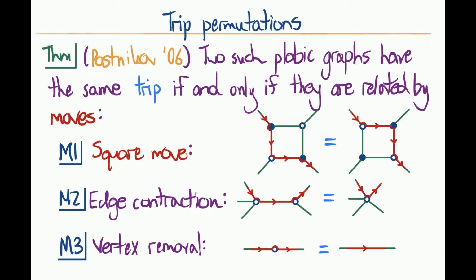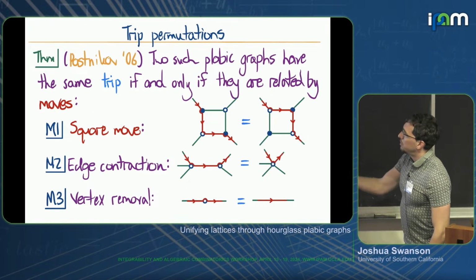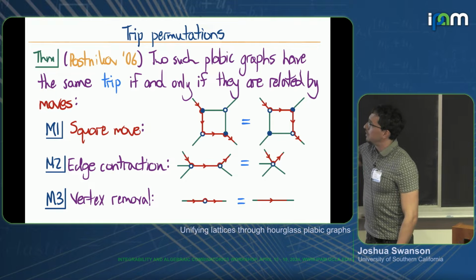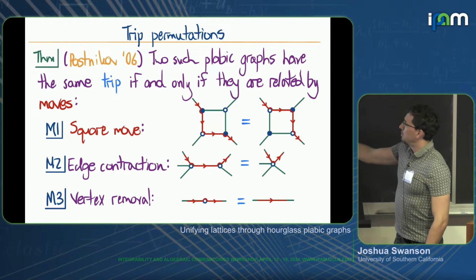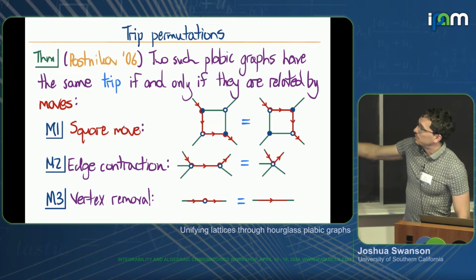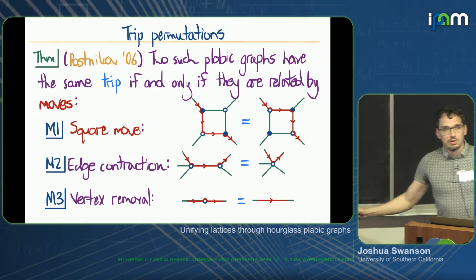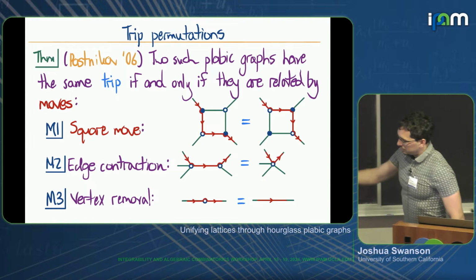Okay, so Postnikov had given a lovely characterization, basically classifying plabic graphs, you might say, by their trips. And this is if and only if they're related by certain moves. The most important by far being a square move. Here I've drawn the little trip permutation. And when you do the square move, the trip kind of reroutes in the interior, but from the exterior it looks the same. So the trip permutation is preserved. And then the other 2 are less important.